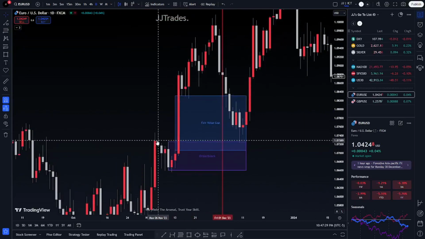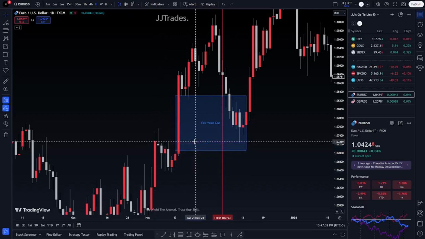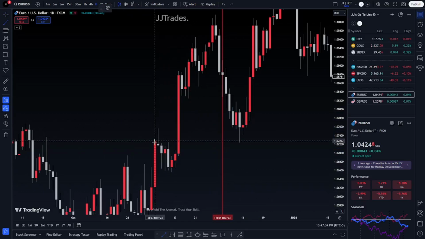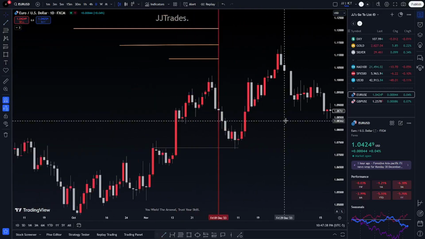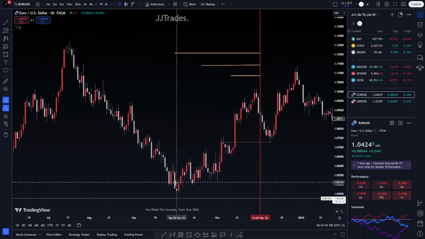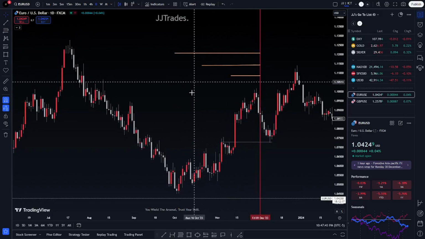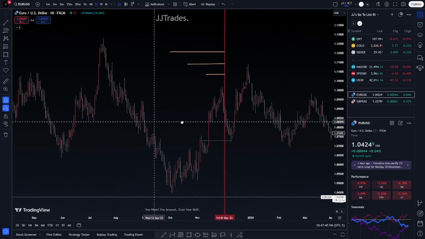Did we come into a mitigation? Yep, right there. We came into a mitigation right along there. Very, very cool. And then we continued the previous institutional order flow, the previous 60 days of institutional order flow being bullish.